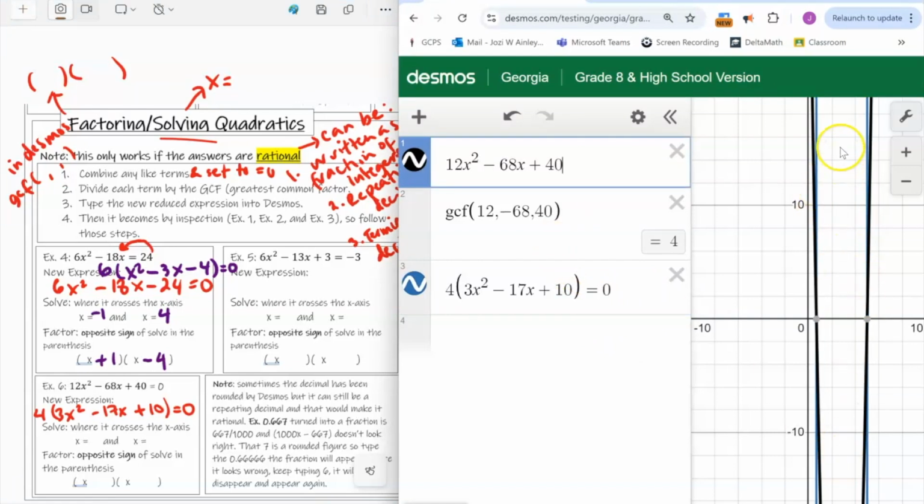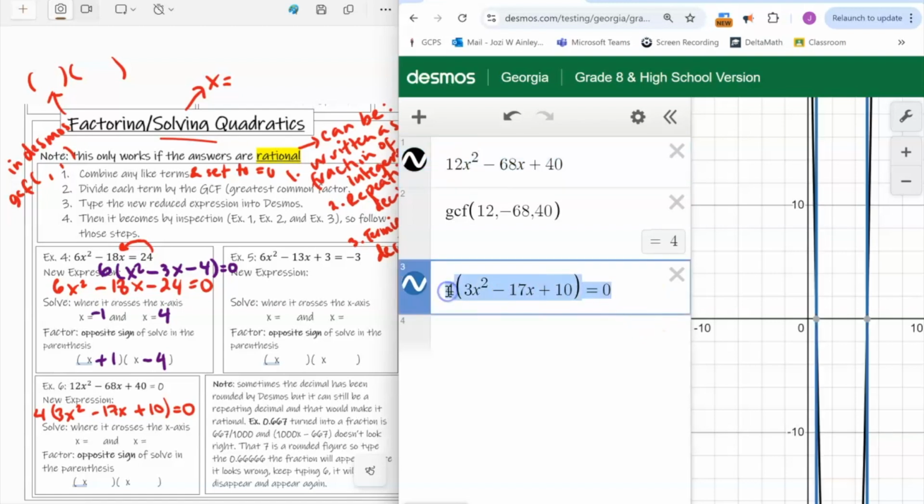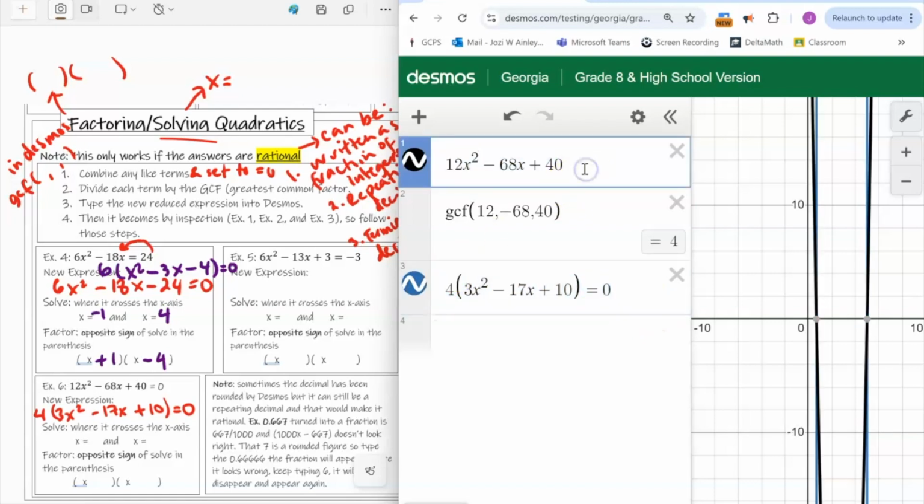And again, I want to just go ahead and point this out. Why does it look different? Because this is an expression and this is an equation. Okay, they're two different things. That's why you have to put the equals 0. All right, so now it matches.